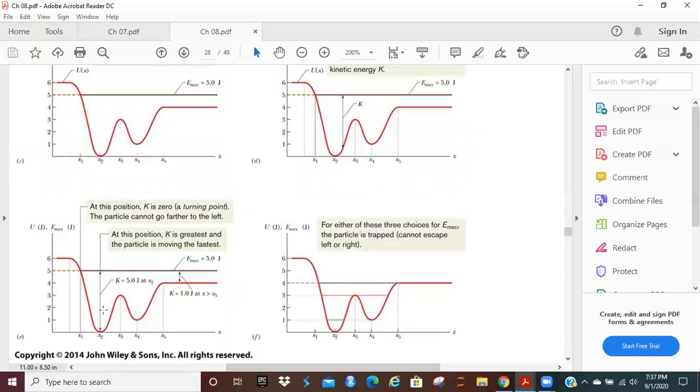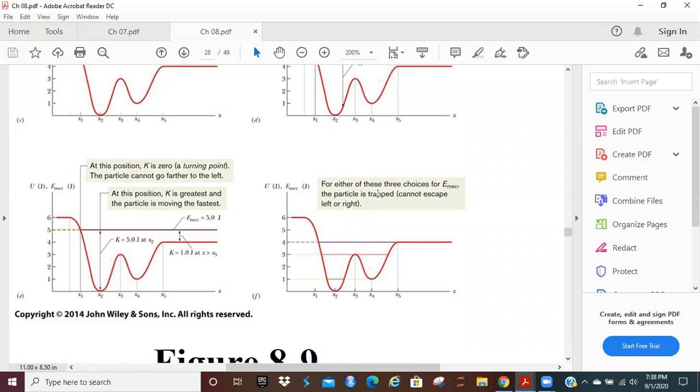If we were to follow the ball over this way, then we're going to see at this particular position that K is the greatest. That's the distance here between this and this along the energy axis here. So our particle will be moving the fastest at this time. Over here, the particle only has 1 joule of kinetic energy, so it'll be moving fairly slow compared to what it would be here.